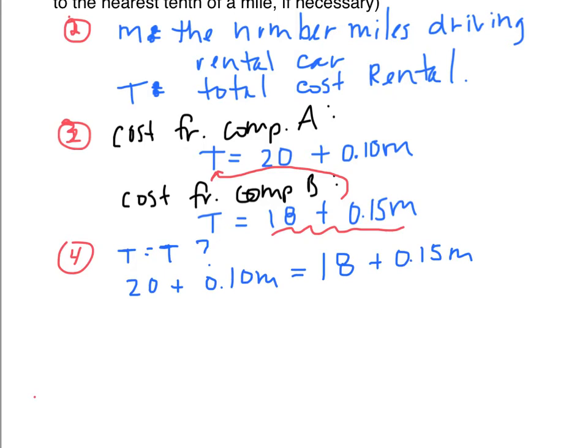So I'm doing a substitution method. I'm going to solve for M. So subtract 18 on this side, subtract 10 cents. Use your calculators carefully here. So after dividing out 0.05, the number of miles ends up being 40 miles.